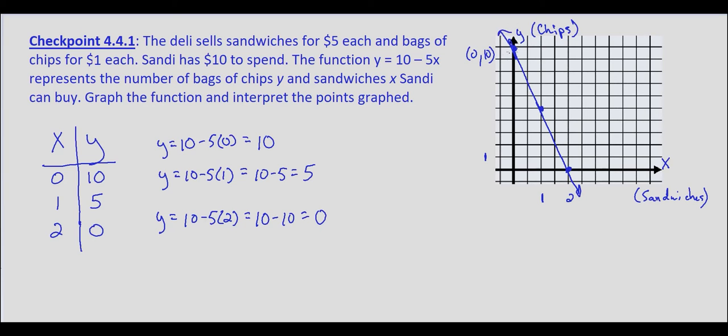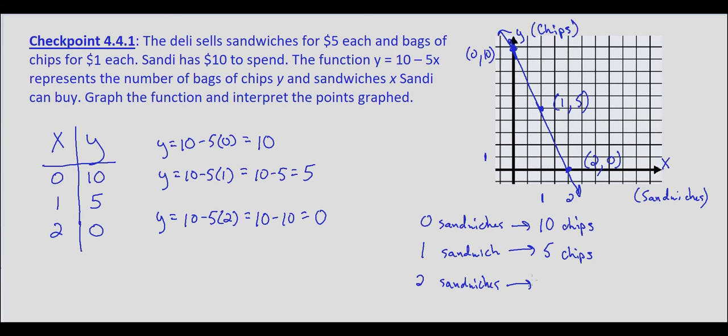But what do these actual points mean? 0, 10, 1, 5, and 2, 0. Well, look at what the axes mean. Y means chips, and X means sandwiches. So when you purchase 0 sandwiches, Sandy can purchase 10 bags of chips. When she purchases 1 sandwich, she can purchase 5 bags of chips. And when she purchases 2 sandwiches, she has spent all of her $10 and she cannot purchase any chips.